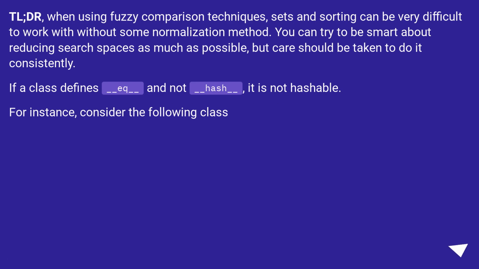TL;DR: when using fuzzy comparison techniques, sets and sorting can be very difficult to work with without some normalization method. You can try to be smart about reducing search spaces as much as possible, but care should be taken to do it consistently. If a class defines __eq__ and not __hash__, it is not hashable. For instance, consider the following class.